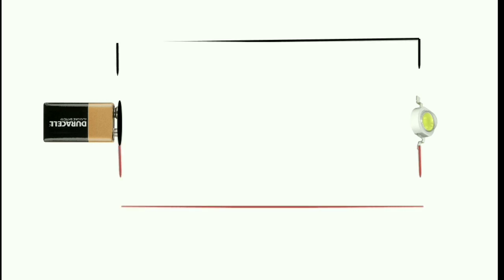Now let us start with the connections. Take the battery and the LED diode. Connect the battery connector to the battery, and connect the positive and negative end of the battery with the positive and negative end of the LED diode respectively. The bulb will start glowing.